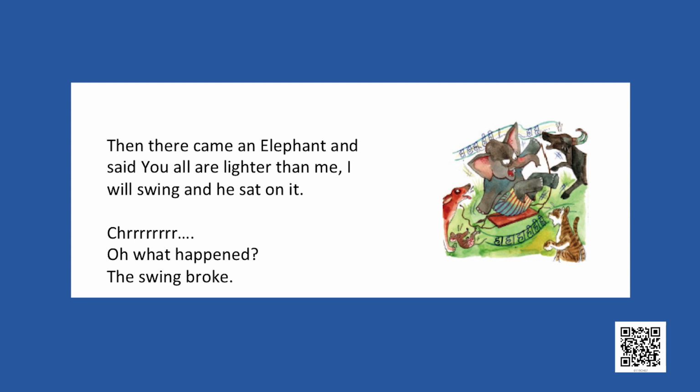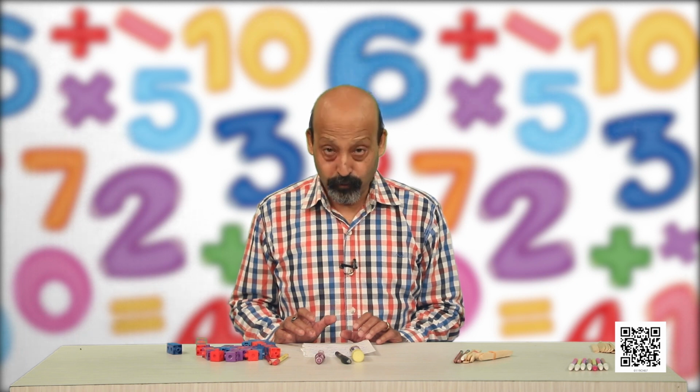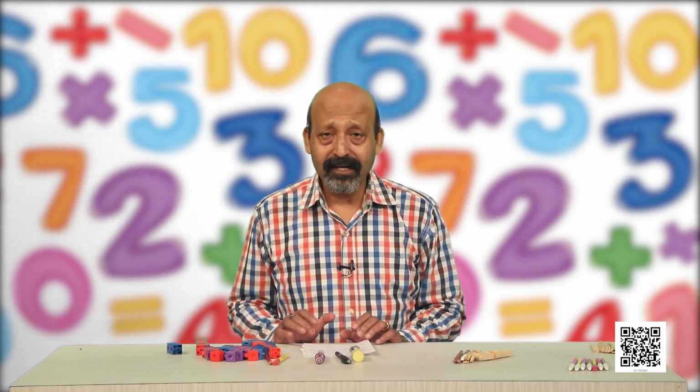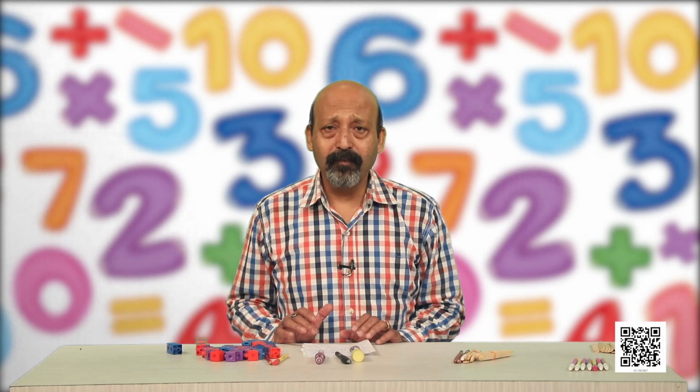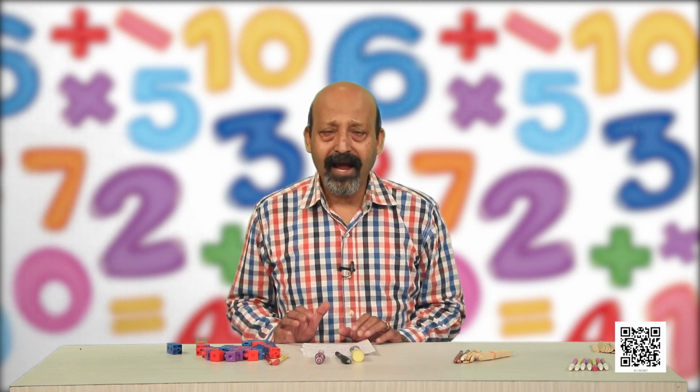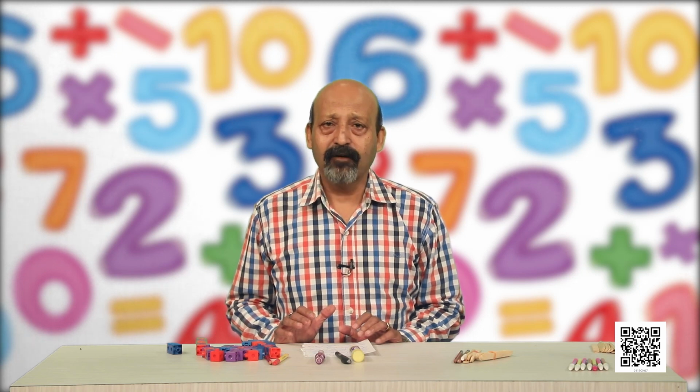Churr. So, the swing broke. The rope of the swing got damaged. No one was able to swing, but everybody laughed. All the other animals laughed. So, you may have also seen that when you have many people, some are heavy, some are heavier, some are lighter and some are lightest.